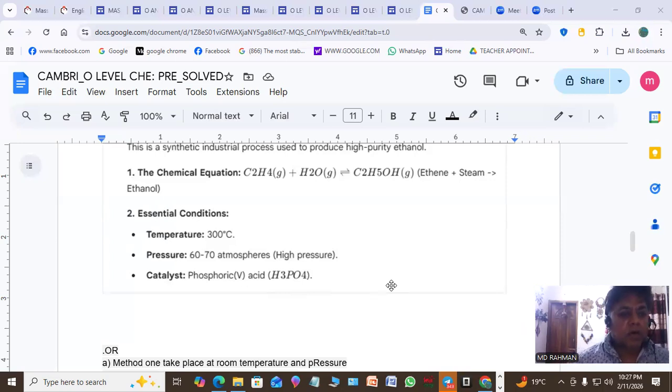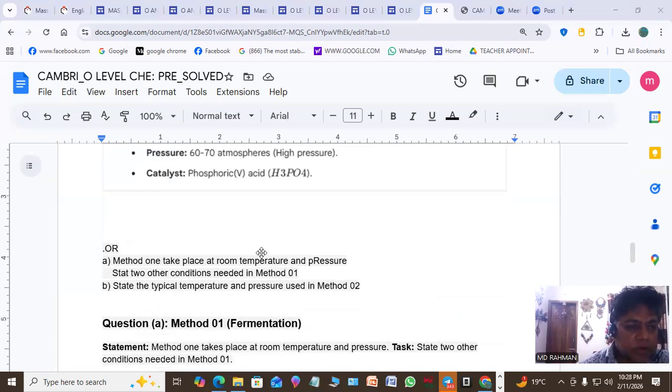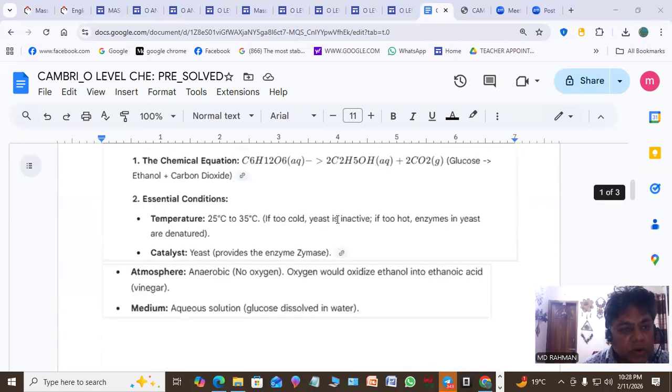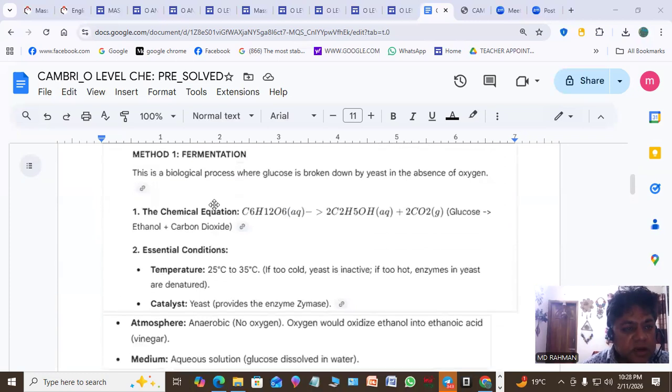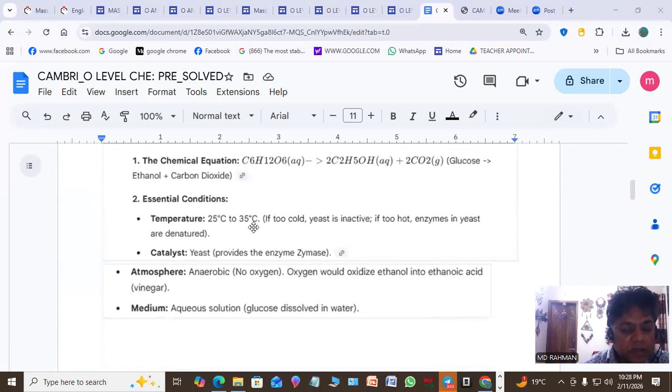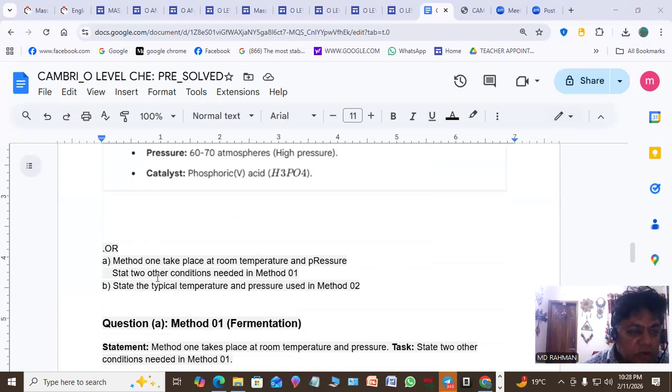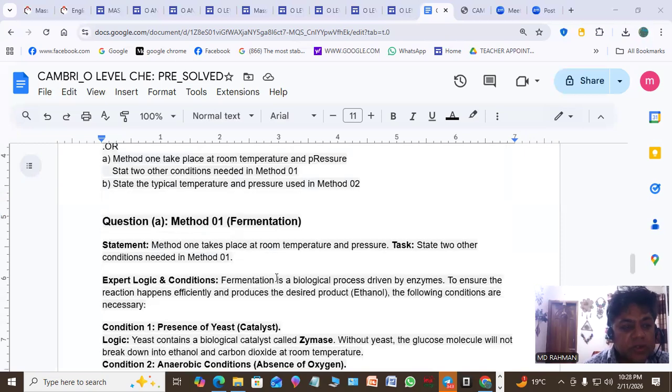Okay. Now these are the general conditions of method 2. Now the question: method 1 takes place at room temperature and pressure. State 2 other conditions needed in method 1. So we have found that in method 1 the essential conditions are 35 degrees centigrade, yeast, anaerobic, that is no oxygen, and aqueous solution. The question is telling us method 1 takes place at room temperature 25 to 30 degrees centigrade and pressure. State 2 other conditions needed. What are the 2 other conditions?